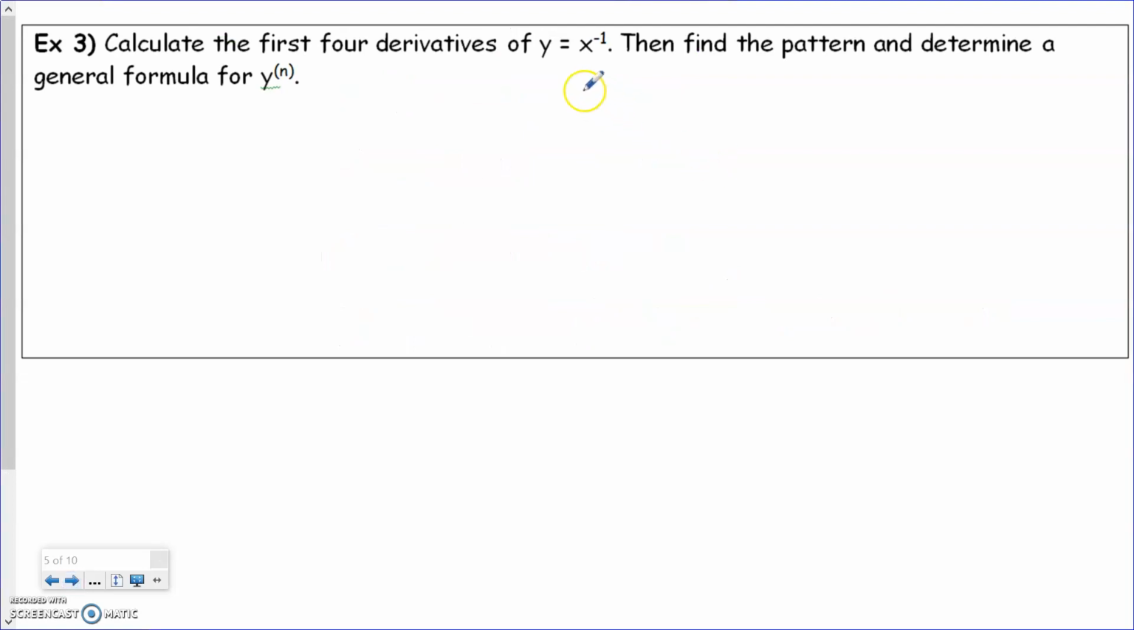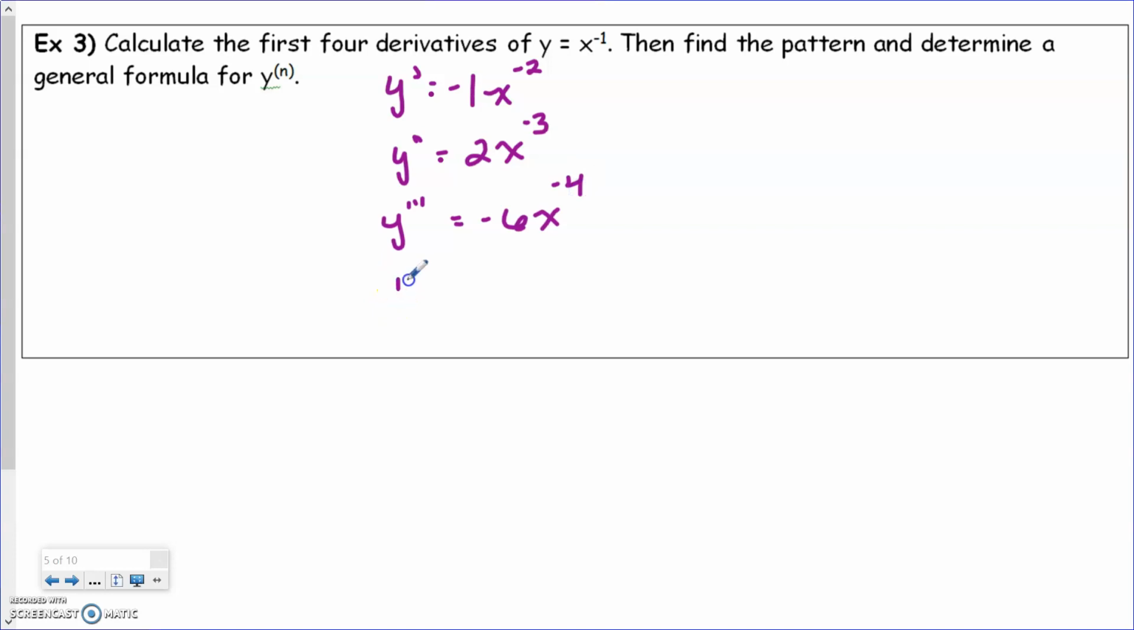Okay, next one. Calculate the first 4 derivatives, then find the pattern. Okay, so y prime is negative 1 x to the negative 2. Double prime is 2x to the negative 3. Triple prime is negative 6x to the negative 4. Actually, it says first 4 derivatives. The fourth derivative is going to be 24x to the negative fifth.